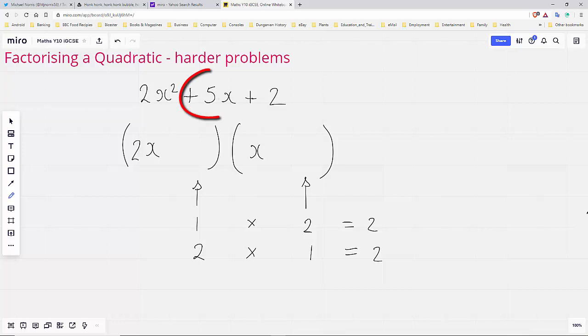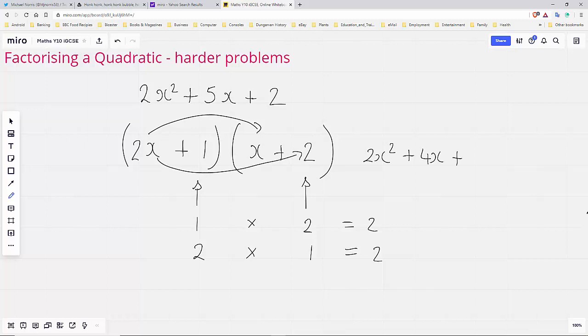Well, I want to generate 5x, so I need to generate something like a 2 in here to give me 2x times 2 will give me 4x, and a 1 in here. And if I put a plus and a plus, you'll see that my 2x times the x will give me 2x squared. The 2x multiplied by the 2 will give me 4x. The 1 times the x will give me the extra x I need, and the 1 times the 2 will give me a 2. If I pull these terms together, I get my 5x.